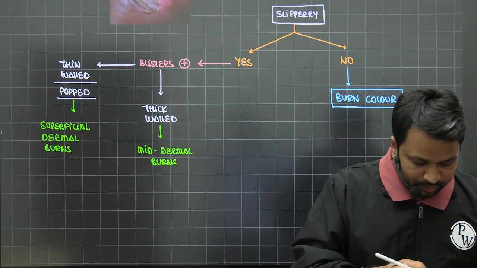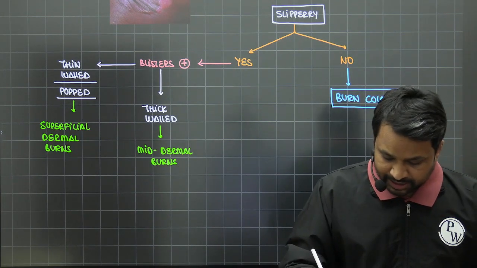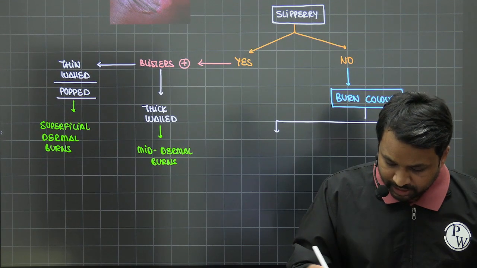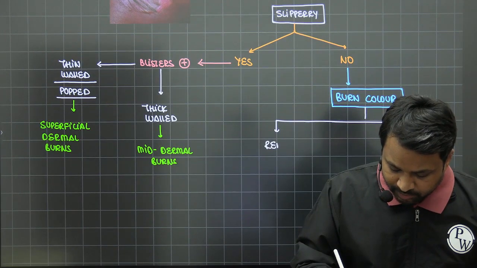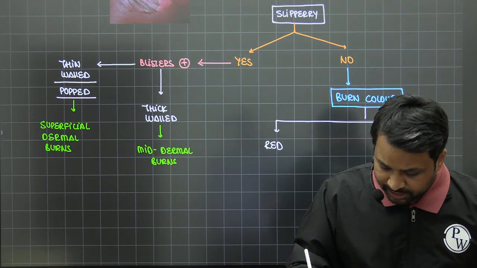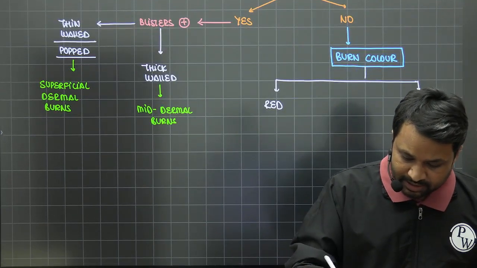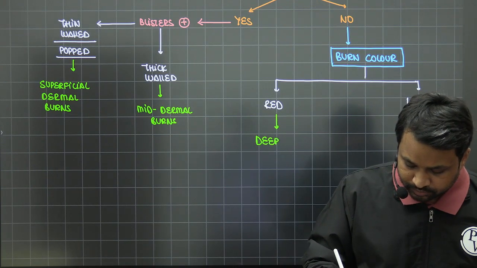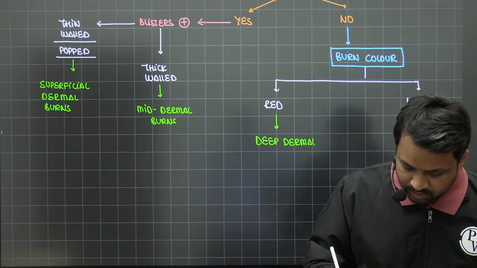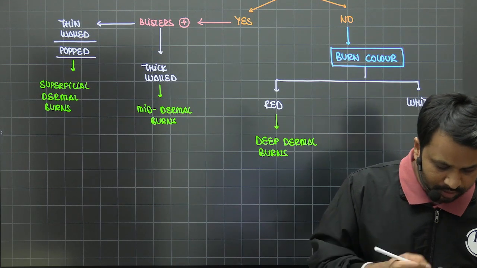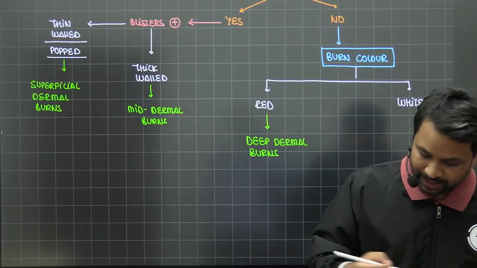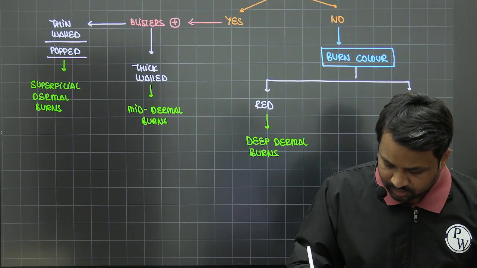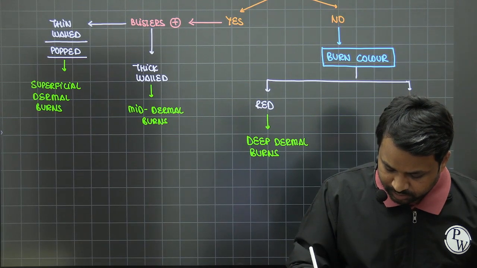On assessment of the burn color, you will say whether it is reddish or whitish in color. Whether it is red, that is erythema, or whether it is in shades of white. If the color is red, then it is going to be deep dermal burns, right? Now, if the burn color is white, then it is a full thickness burn.